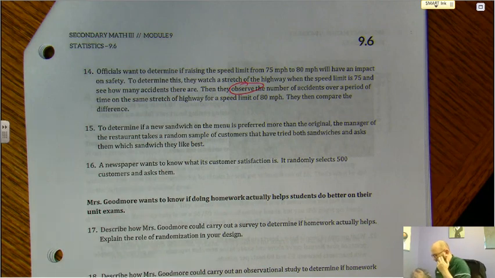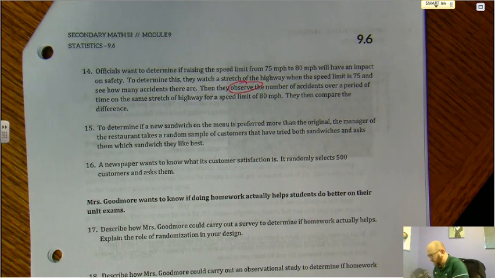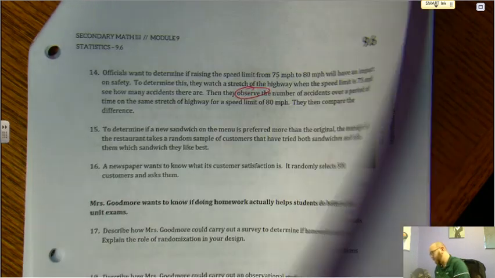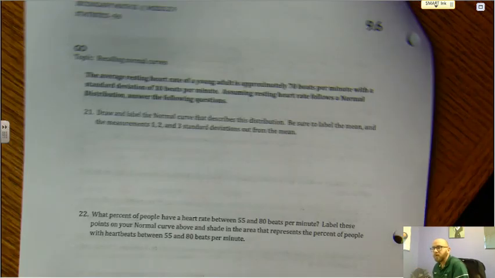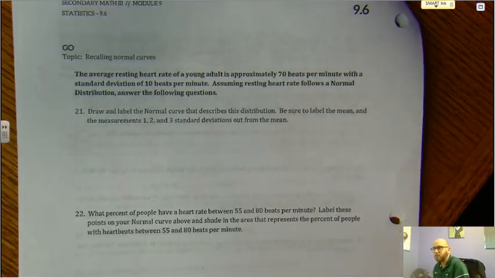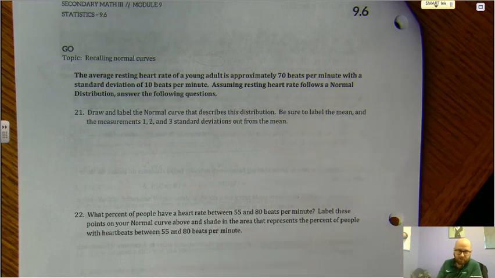Easy enough from there. I'm not going to do too many of these. I think this one isn't that bad. Let's go ahead and go to the go section where we're recalling normal curves. This is a bit of a review, so let's do it one more time.